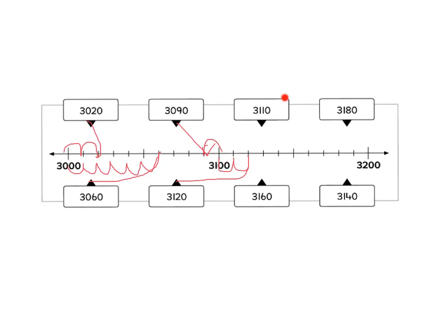So let's have a look at 3,110 just here. So that's only 10 more than this number here, 3,100, 3,110. So I've only got to go one space more to there, 3,110. All right, we're doing fantastic. Let's have another one.